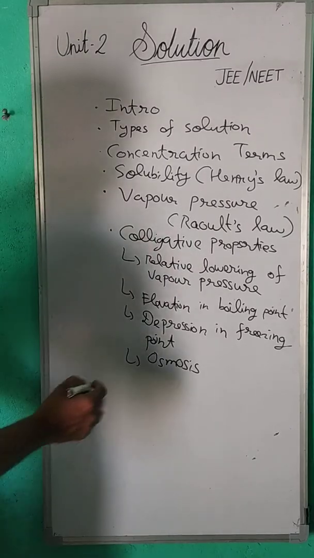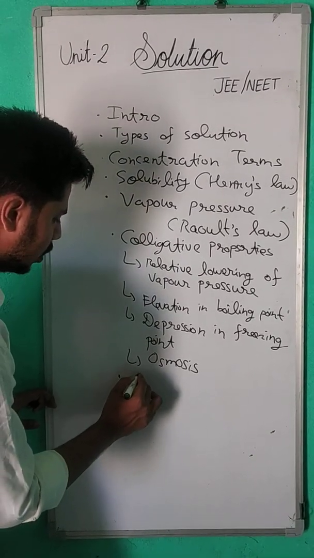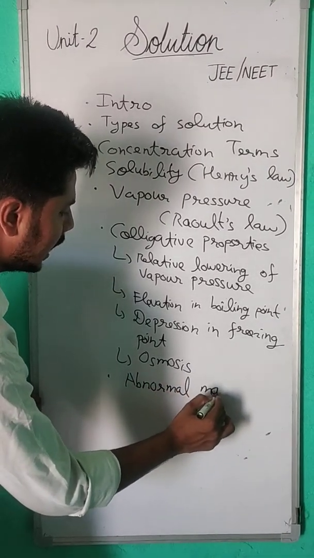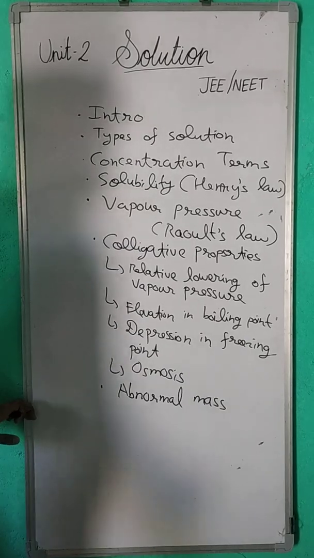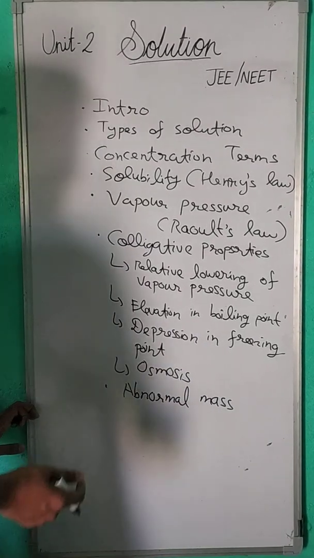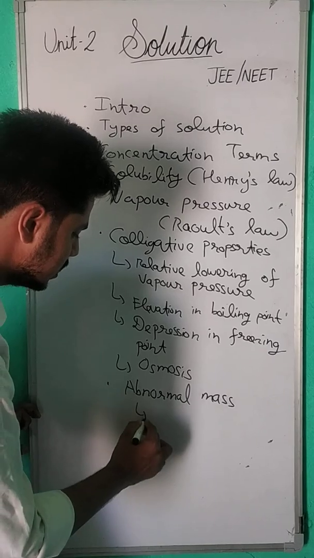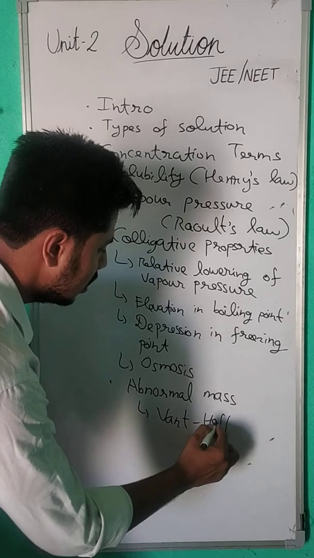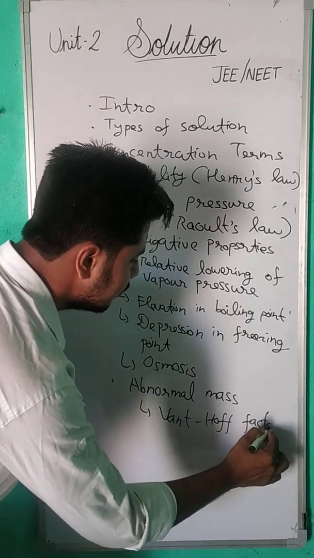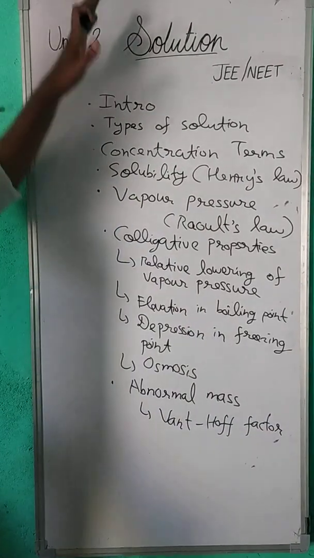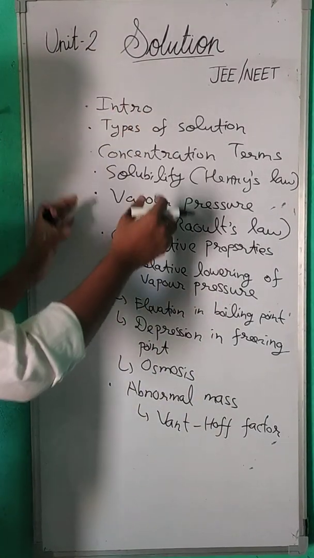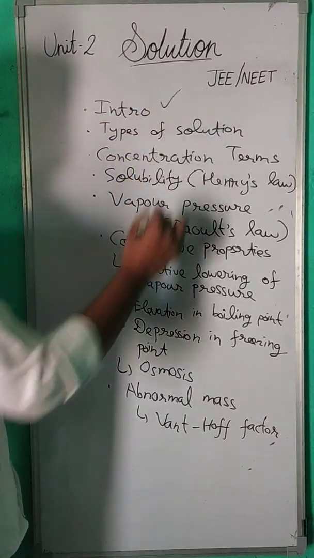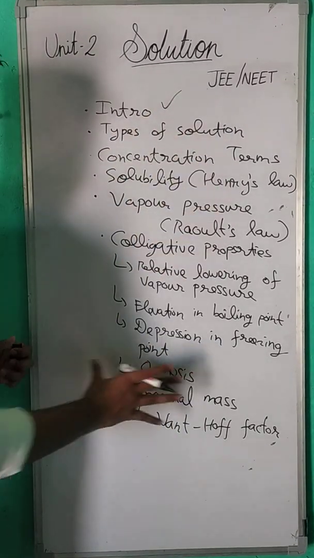After colligative properties, we will be seeing abnormal mass, or you can say experimental mass. We determine experimental mass in this using various techniques, and here you will come across a factor called the van't Hoff factor. So this is a summary of the topics which we are going to see in the whole chapter. The introduction part is already completed, and then we will see all these properties in this chapter.